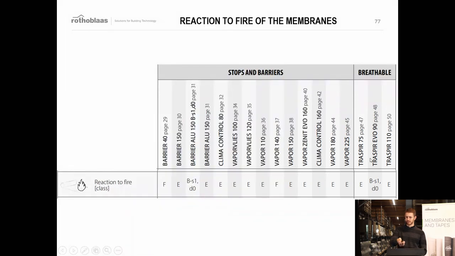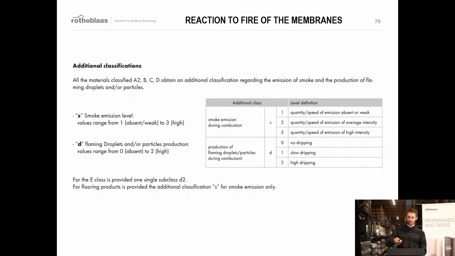And let's have a look at what D stands for. D is the production of flaming droplets. So basically, when a membrane, for example, is burning, it could produce some flaming droplets which are falling down and which can be dangerous for the rest of the building as well. And so D0 means that there is no production of these flaming droplets, for example. And that's very important, of course, for a membrane.